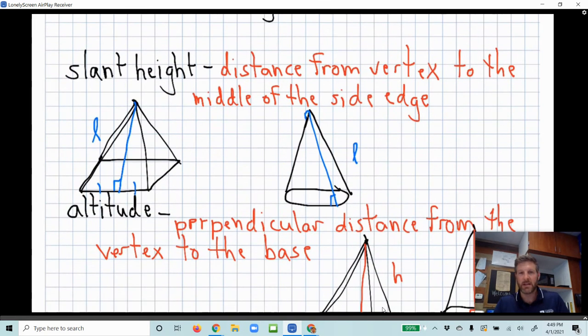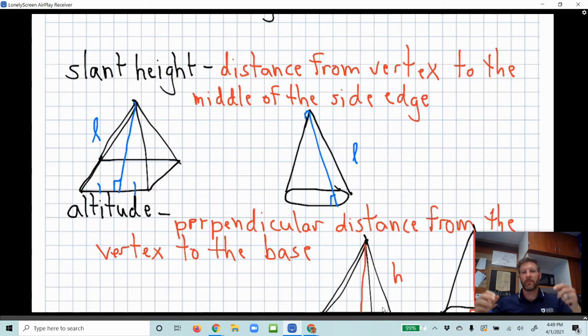The first definition is slant height. That's a new term. We haven't seen that before because cylinders and prisms were both right cylinders and right prisms, so they were always at 90 degrees. Now we've got slanted shapes, the cones and pyramids that rise up towards that common vertex. So what is a slant height? Slant height is the distance from the vertex to the middle of the side edge.